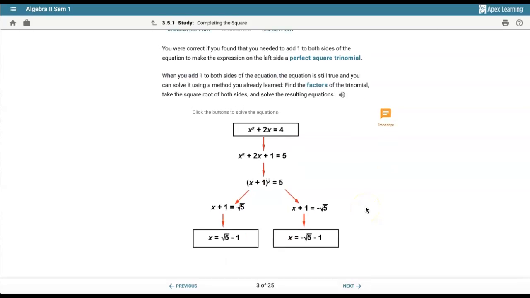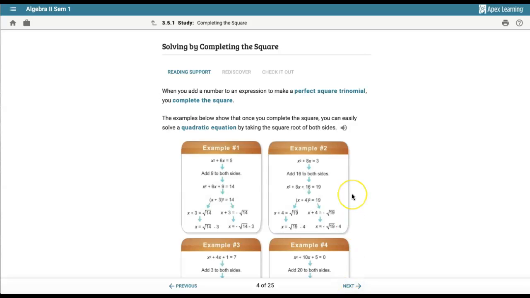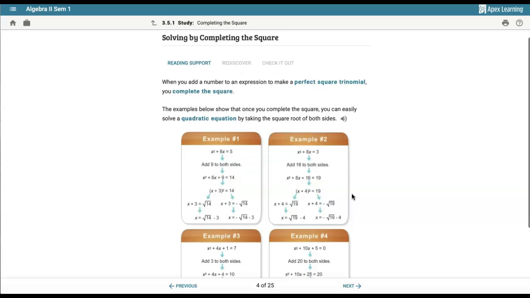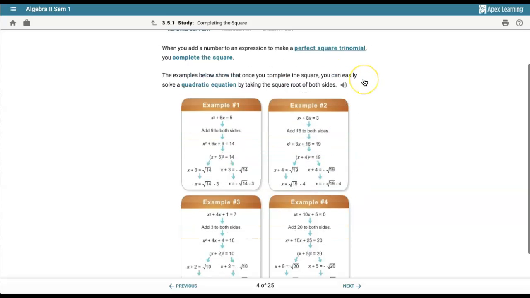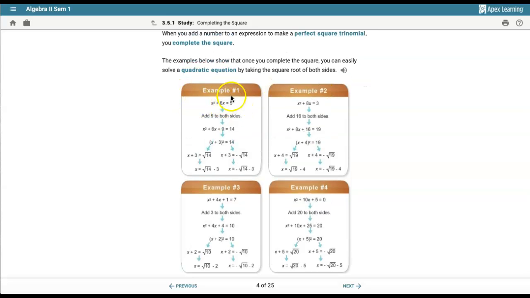What's going to be added or subtracted from this equation to make it easier for us to factor? All right. So there are numerous examples here where you can add something to solve a perfect square trinomial. If we look here at example 1, x squared plus 6x equals 5. Well, what is going to be added? What are 2 numbers that perfectly add together to give you 6x?